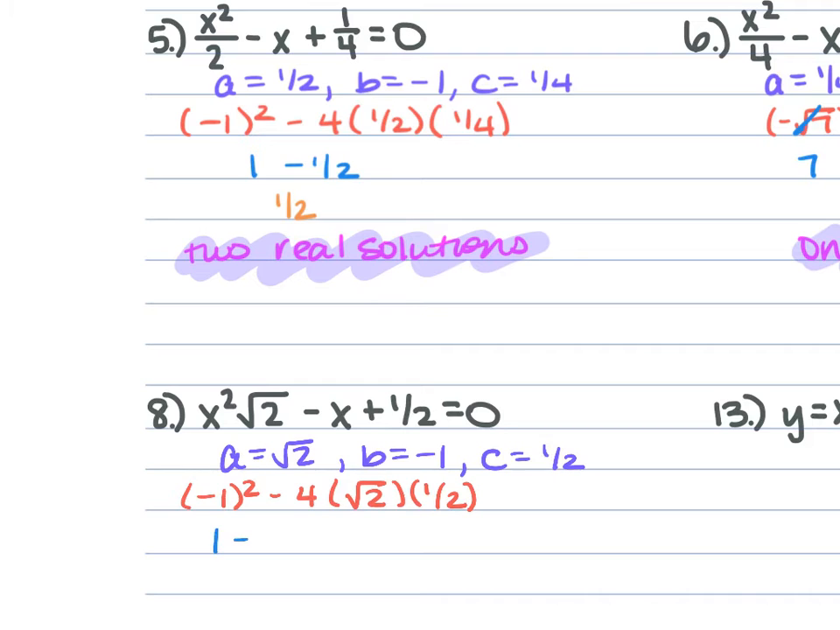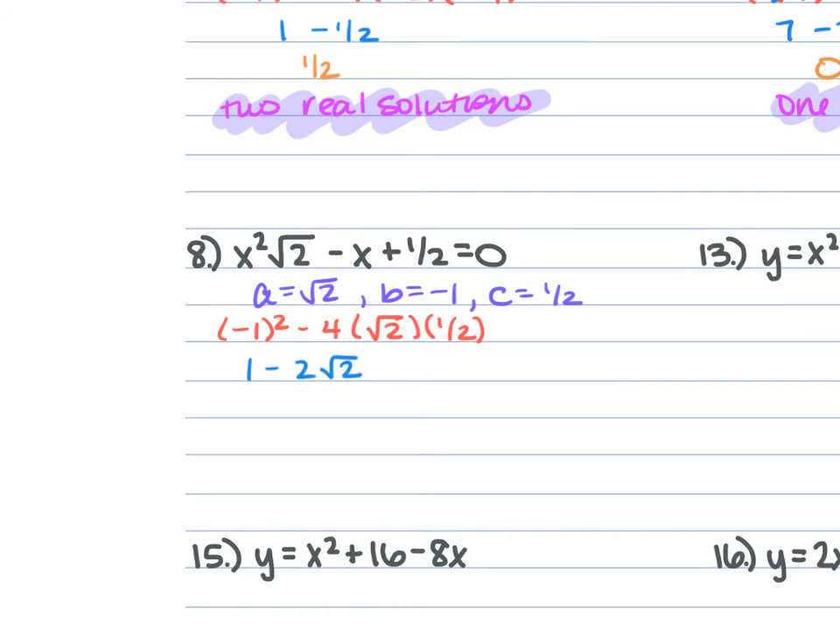So this is going to be 1 minus the 4 times 1/2 is 2 times the square root of 2 is 2 square root of 2. So negative 2 square root of 2. 1 minus 2 square root of 2 is going to give us a negative number. So this negative number is going to tell us that we have 2 imaginary solutions.